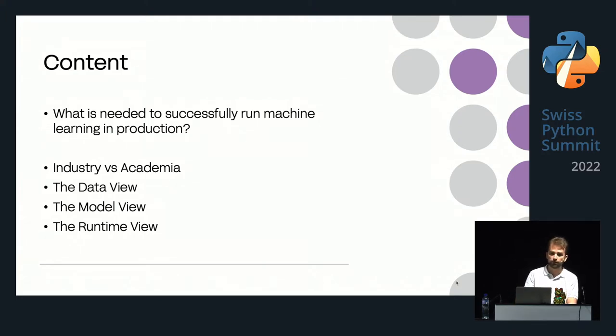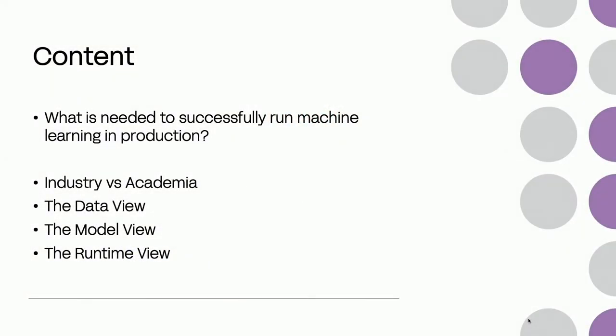So for this talk, the central question that you should be able to answer afterwards, or at least get inspired to answer, is what is needed to successfully run machine learning in production. For me, that starts with the differentiation between what is machine learning in industry and what is machine learning in production, because there is a huge difference, and we have to clarify it, otherwise we cannot talk about what is needed for academia and what is needed for industry. Further, I see three very important areas to run a project successfully: the data view, the model view, and especially also the runtime view, because these three components are crucial to make your machine learning journey, or your customer's machine learning journey, successful.